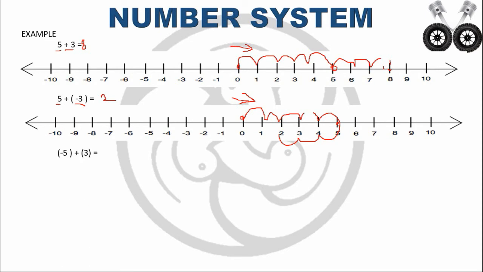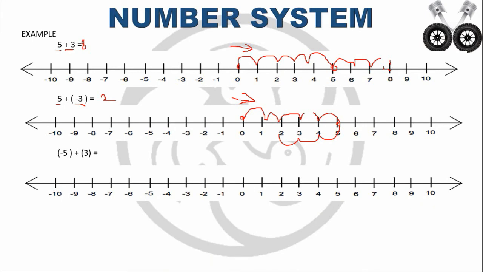The next example is minus 5 plus 3. Here one is a negative integer and the other is a positive integer. What is the first rule? We have to start at 0. What is the first integer? It is a negative integer. So I have to move in the negative direction. How many steps do I have to move? I have to move 5 steps. So 1, 2, 3, 4, 5. I reach the integer minus 5.